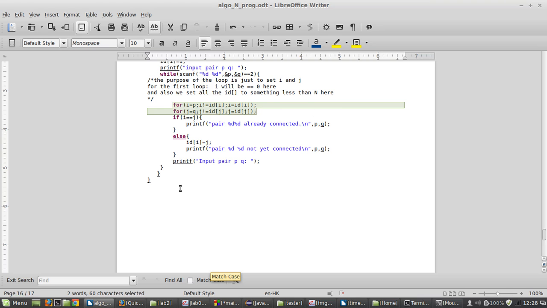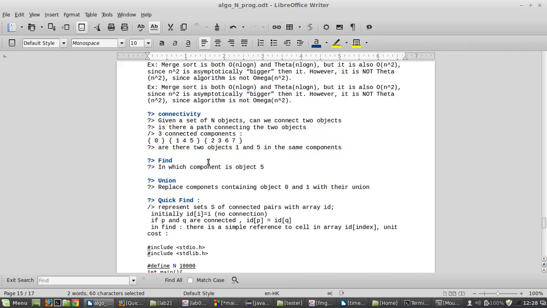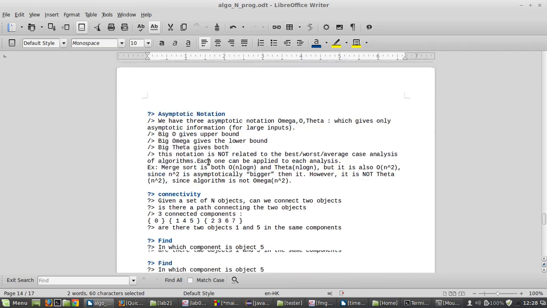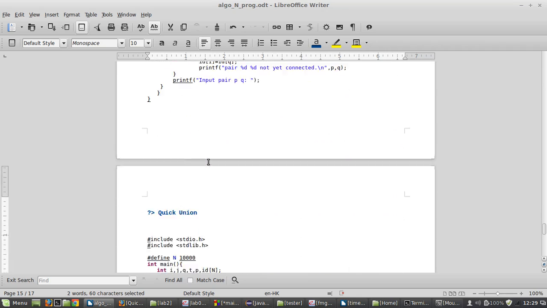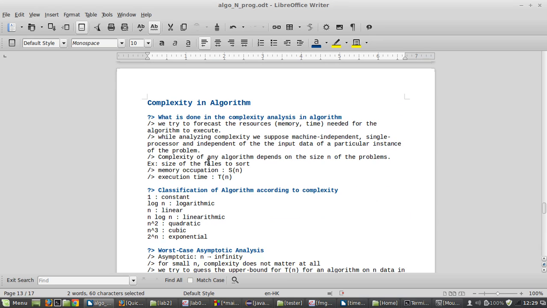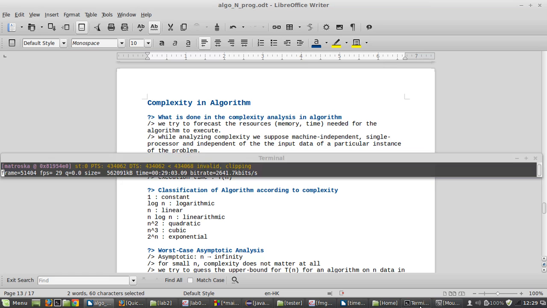Now if i and j, that is p and q, are equal, then you can directly say that the pairs are already connected. Otherwise, if they are not equal, you make the connection, that is the id of i is assigned to j. Previously the pairs were not connected, and now the pairs are made connected. Then it also inputs another pair of numbers, and you solve the problem of connectivity.